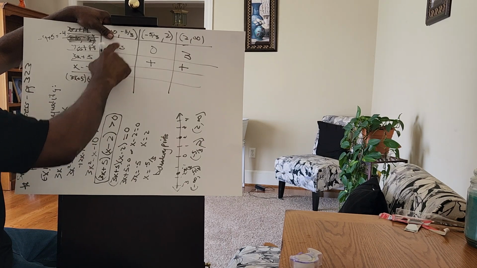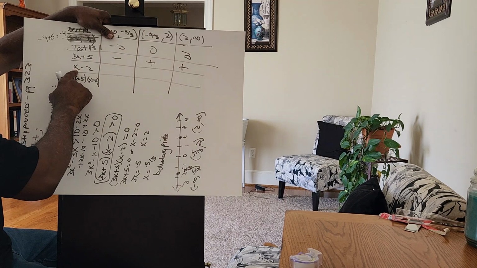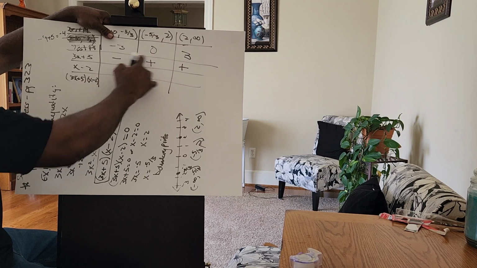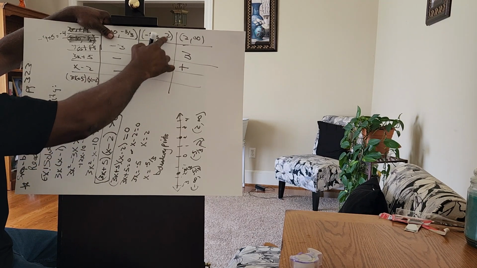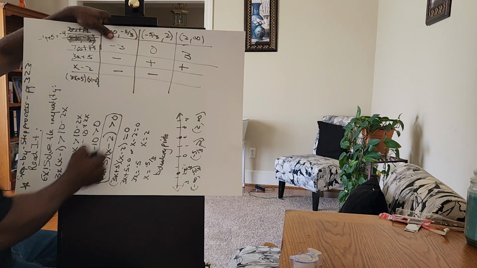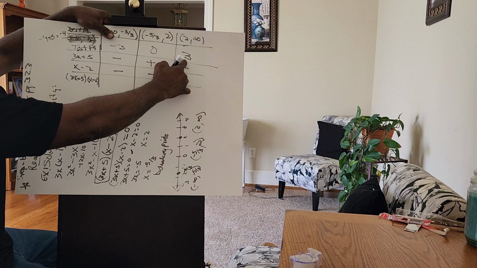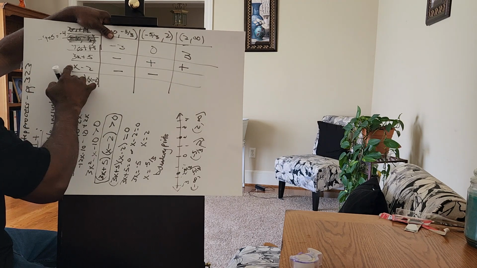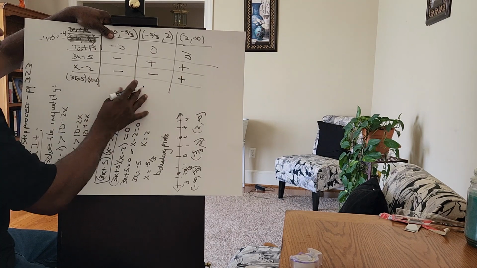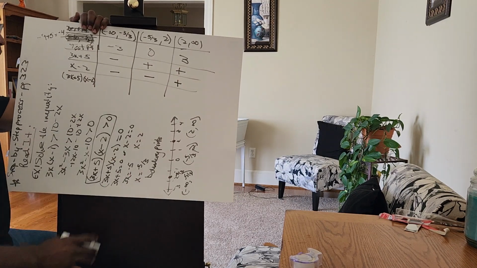The test point in the first interval was negative 3. Put a negative 3 where x was. Negative 3 minus 2 is negative 5. That's a negative quantity. For x minus 2 in this second interval, the test point was 0. So put a 0 where the x is. 0 minus 2 is negative 2. That's a negative quantity. In the third interval from 2 to infinity, the test point was positive 3. x equals positive 3. Put a 3 where the x was. 3 minus 2 would be a positive 1. So it's positive there. Okay?